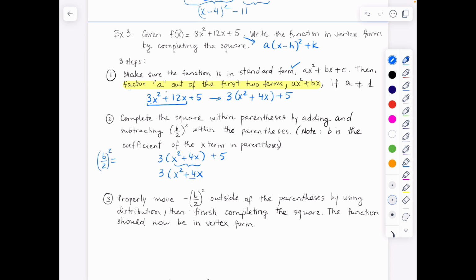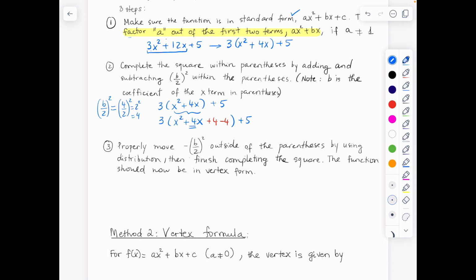Now b within the parentheses here is 4. So 4 over 2 squared. That will give you 2 squared, which is 4. So we want to write plus 4 and minus 4 in parentheses, and then just bring down the plus 5 on the outside.